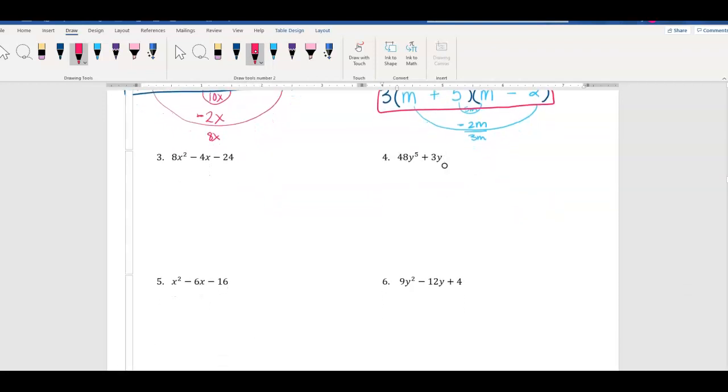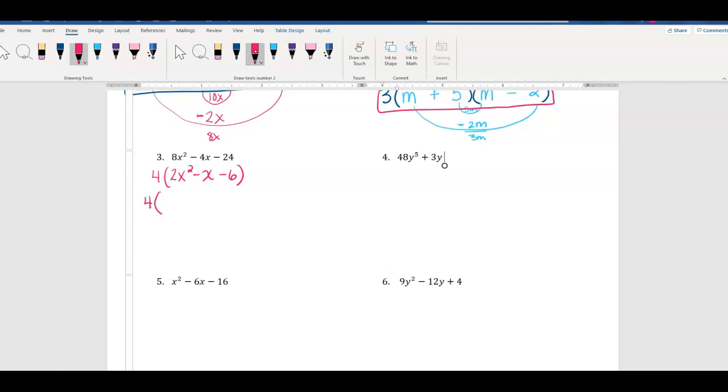Number 3, do we have a greatest common factor? And the answer is yes. It looks like our greatest common factor is 4. So when I do 8x squared divided by 4, I get 2x squared minus x minus 6.